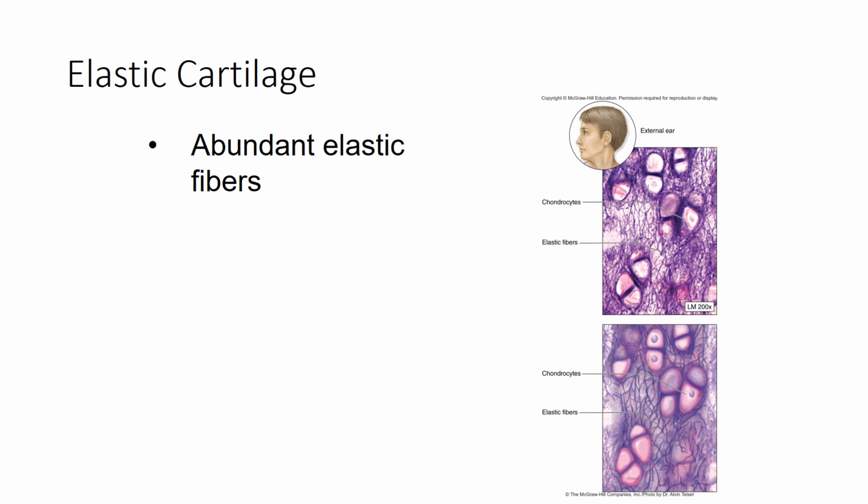Lastly, we have elastic cartilage, and the predominant fiber here is going to be elastic fibers, allowing for flexibility. Our ear will be an example of this elastic cartilage, and what we can see, these little strands, are going to be those elastic fibers.